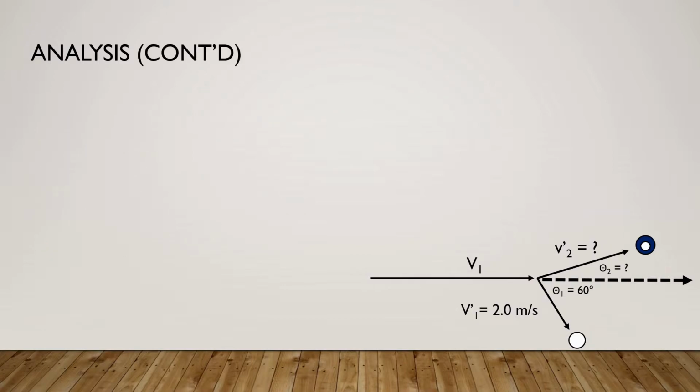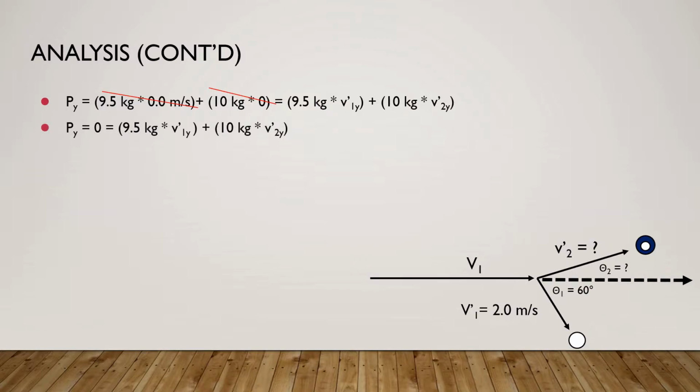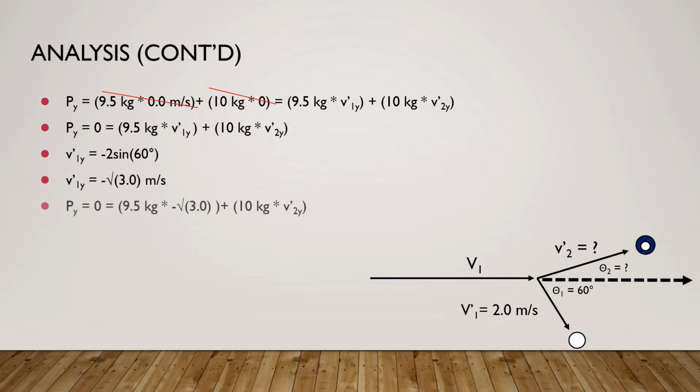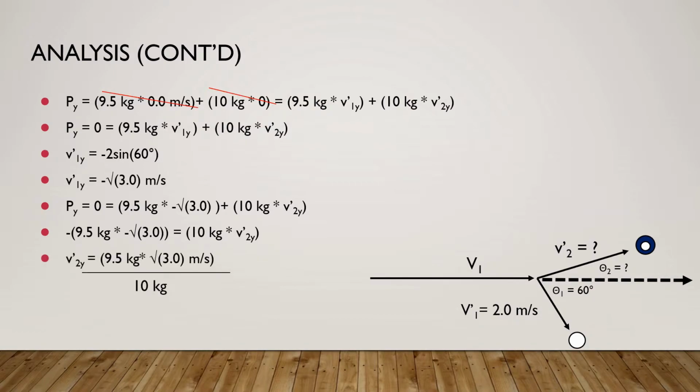Following similar steps for the y component of the momentum, we know that the y component of the final velocity of the cue ball is equal to -2 sine 60 because it is downwards. We also know that since both balls have no initial y velocities, the y components of their momentums are equal and opposite. This leads us to the equation v prime 2y is equal to 9.5 kilograms times the square root of 3 meters per second divided by 10 kilograms, which is approximately 1.6 meters per second.